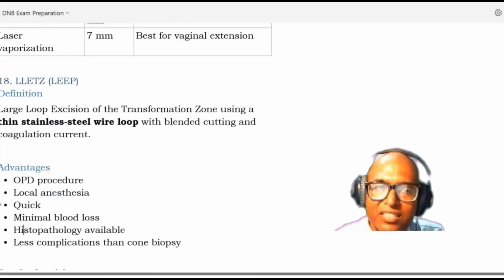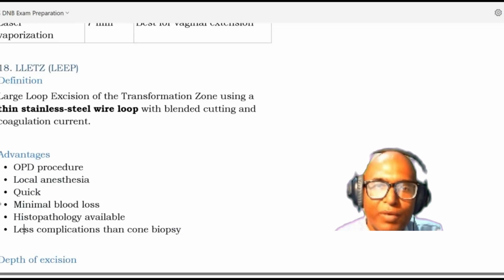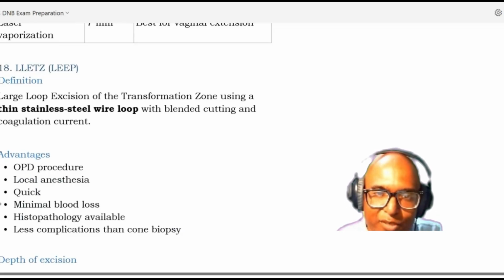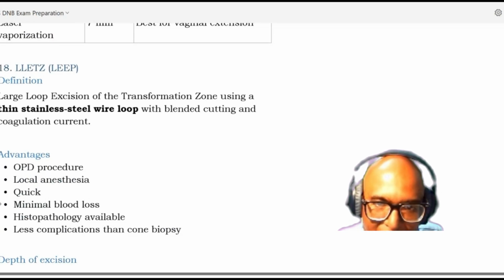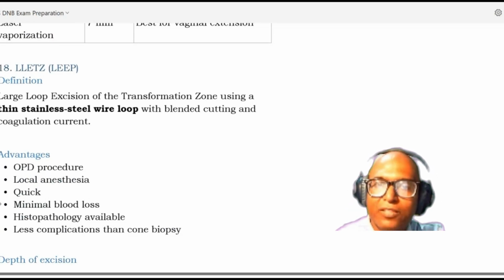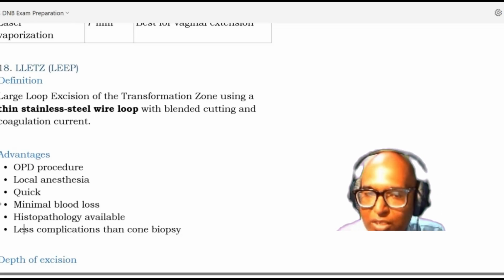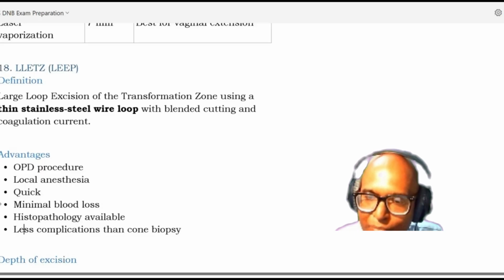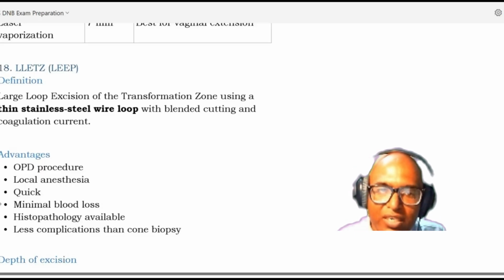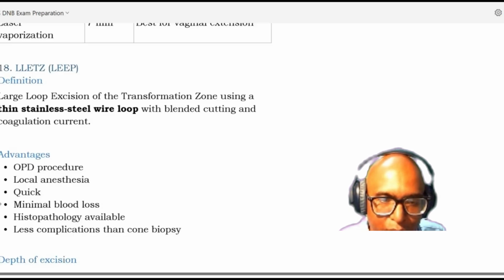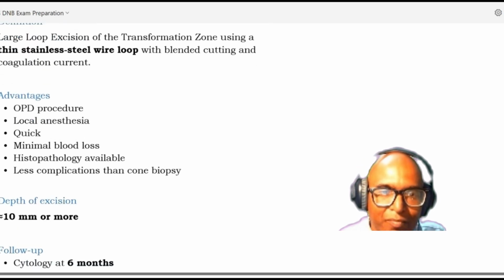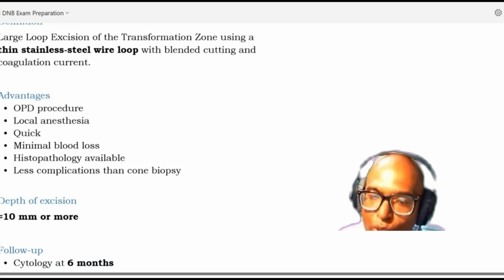Okay. Then next is LEEP. Large loop excision of the transformation zone, using a thin stainless steel wire loop with blended cutting and coagulation current. Advantage is that it is an OPD procedure done under local anesthesia. It is quick. There is minimal blood loss. Histopathology is available and there are fewer complications than the cone biopsy.